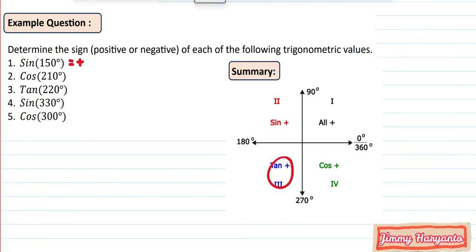Next is cos 240. 240 is in the third quadrant. In the third quadrant, only tangent will have positive value, so this one will become negative. And then tangent 220. 220 lies in the third quadrant. The value of the tangent will become positive. And then sine 330 lies in the fourth quadrant. Only cos will be positive, so sine is negative. Cos 300 lies in the fourth quadrant. That means this one will be positive.